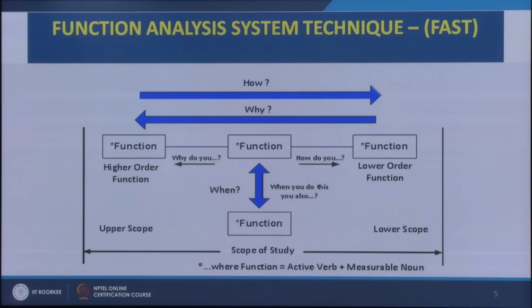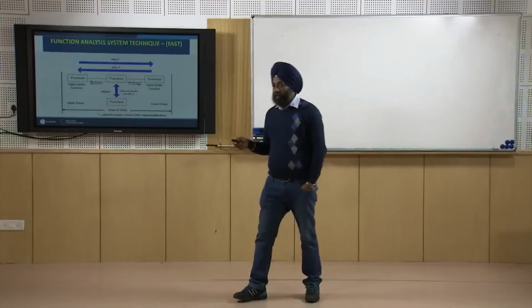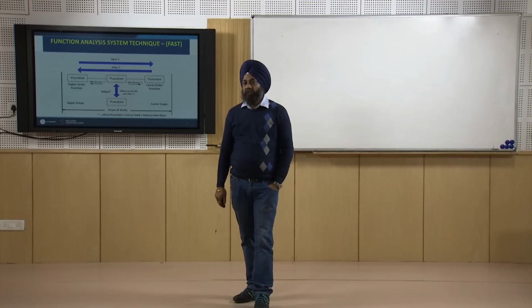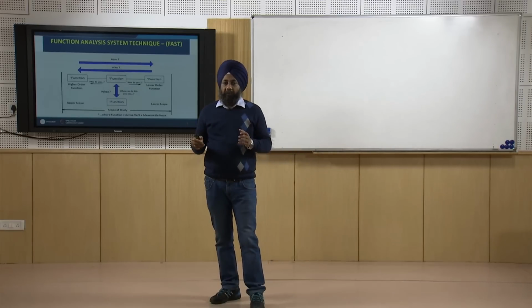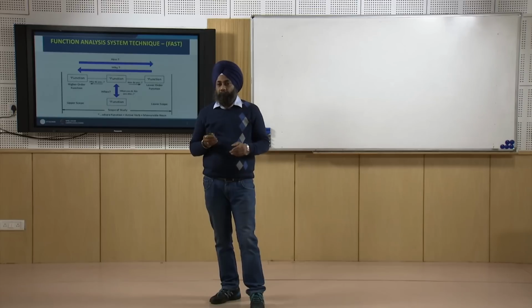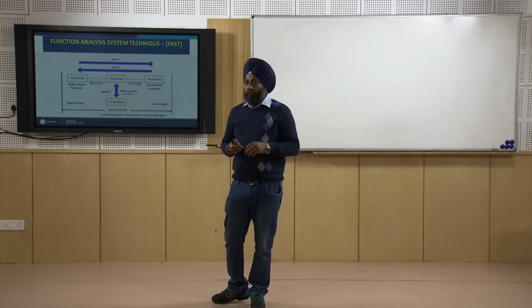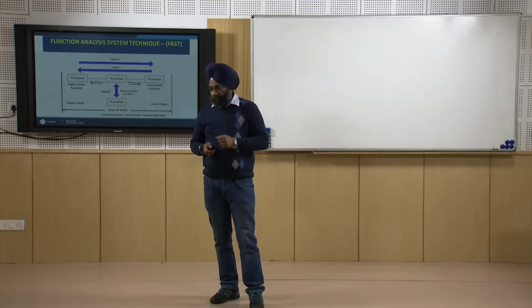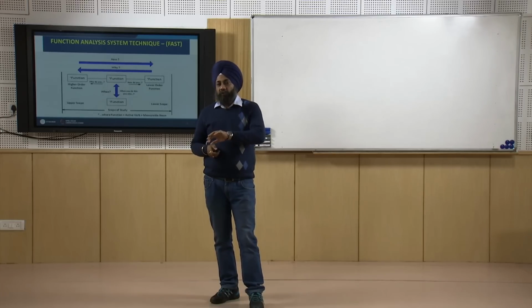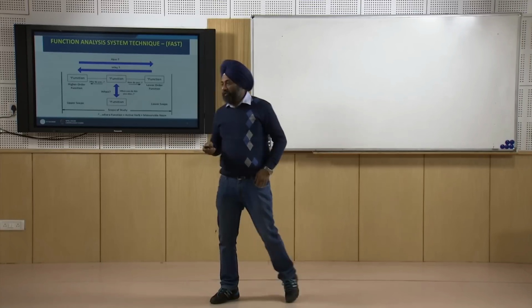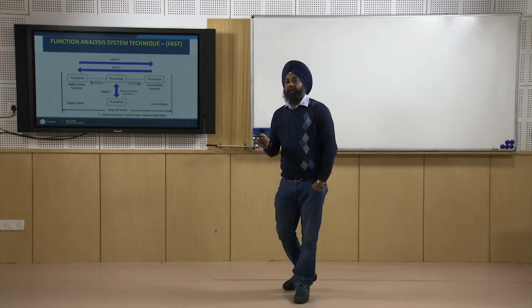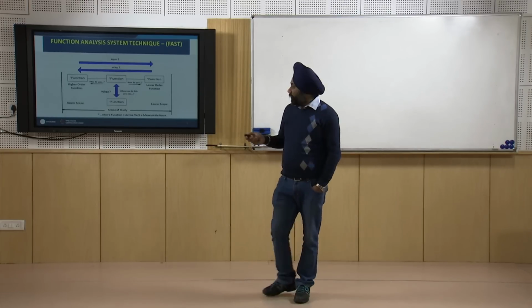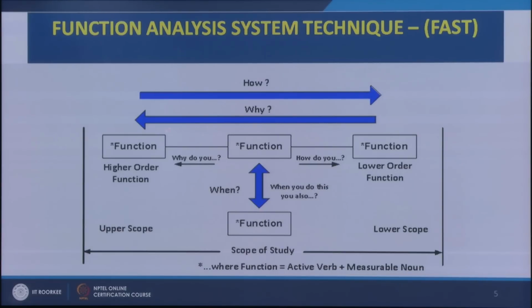Function, as written here, is active verb plus measurable noun, which we have already discussed in the previous class. For example, for a watch, the definition of function can be show time, that is a verb and a noun. Similarly for a camera, record information, again a verb and a noun type of definition. So wherever function is written, you will get a two-word verb and noun definition of that particular function. So this is the overall skeleton of a FAST diagram.